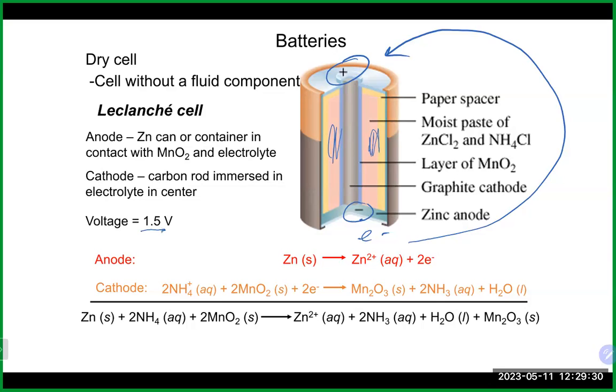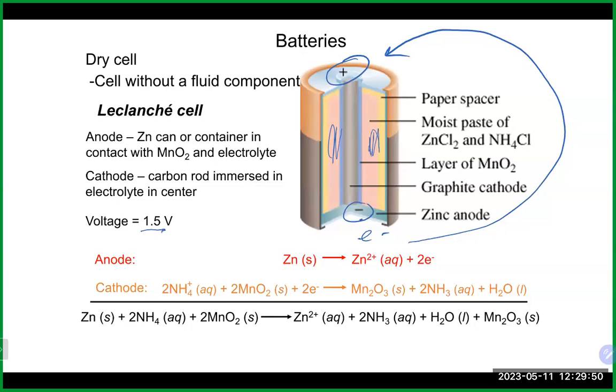These type of batteries have a voltage of 1.5 volts, regardless really of the size. So if you have like a D or a C or a AA or a AAA, they all basically have the same voltage. They could just allow this reaction to occur a lot longer, depending on the size of it.